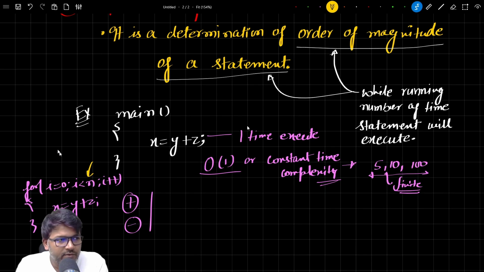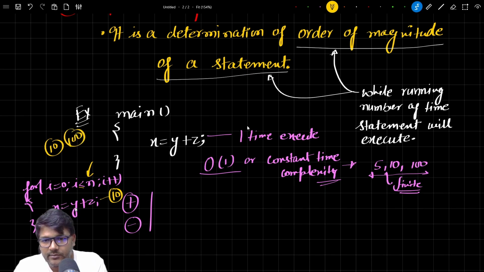Right. See, if n is 10, this statement is going to execute 10 times. If n is 100, it is going to execute 100 times. So what we can say? In that case, we can say it is going to execute order of n times. Whatever you are going to give n, it is going to execute accordingly. If n is 10, it is going to execute 10 times. If n is 100, it is going to execute 100. That is why we can say order of n.